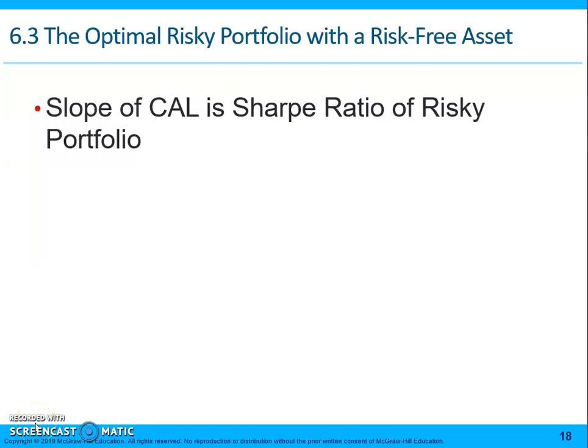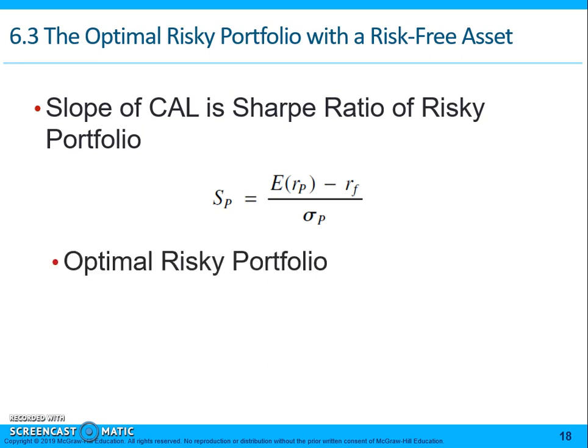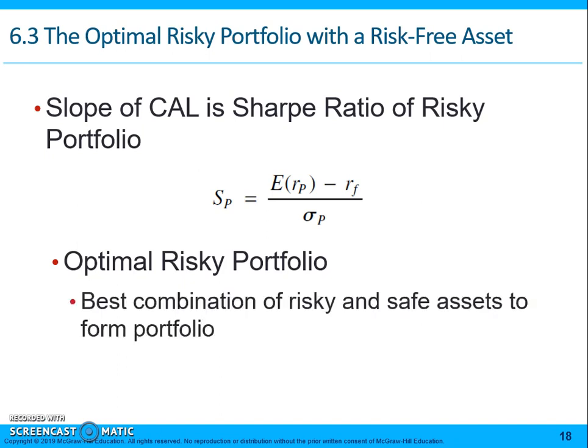Now we're going to calculate the Sharpe ratio for our portfolio. It's the slope of the CAL, or capital allocation line. The Sharpe ratio is simply the expected return on the portfolio minus the risk-free rate, divided by the standard deviation of the portfolio. It gives you a risk-adjusted measure of return. All else equal, you would prefer a higher Sharpe ratio to a smaller Sharpe ratio. So the optimal risky portfolio is the best combination of risky and safe assets to form a portfolio.